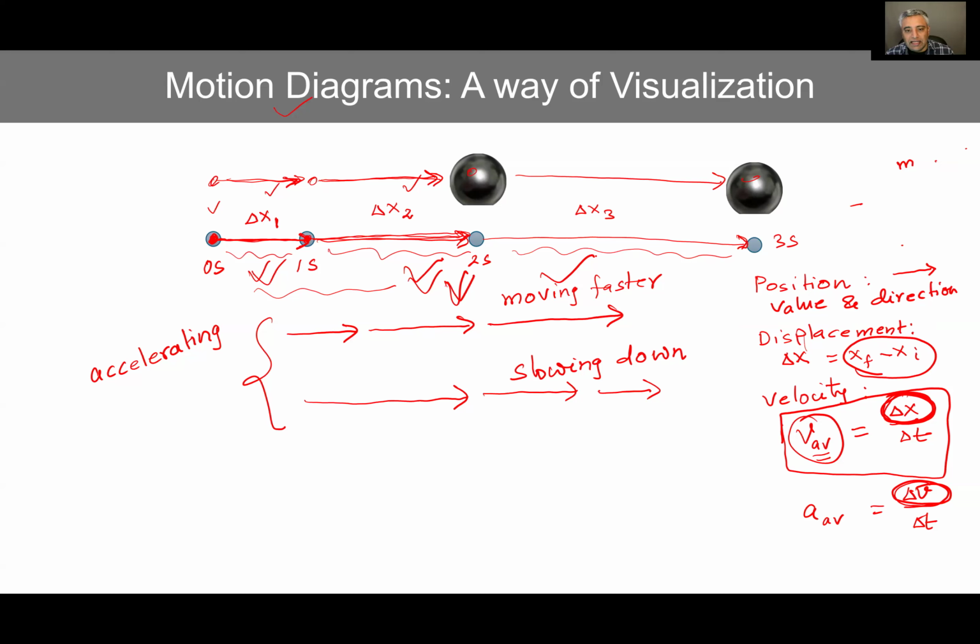So motion diagrams they have dots and arrows. Sometimes it may be just dots. So you have to fill in by drawing the arrows. Okay. So what do you think? Are you good? How to read position, displacement, velocity, and acceleration from a motion diagram. Can you do that?